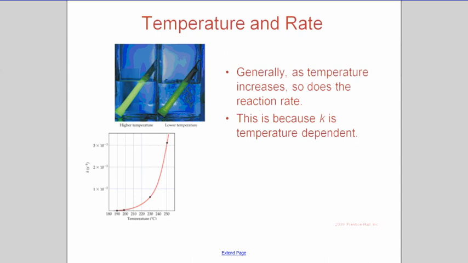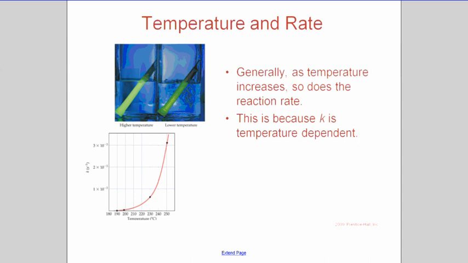So generally, as temperature increases, so does the rate of the reaction. That's usually kind of an assumption. Not all reactions are that way, but most common reactions increase this way. This is because K is temperature dependent. So essentially, there is a different K value at different temperatures.